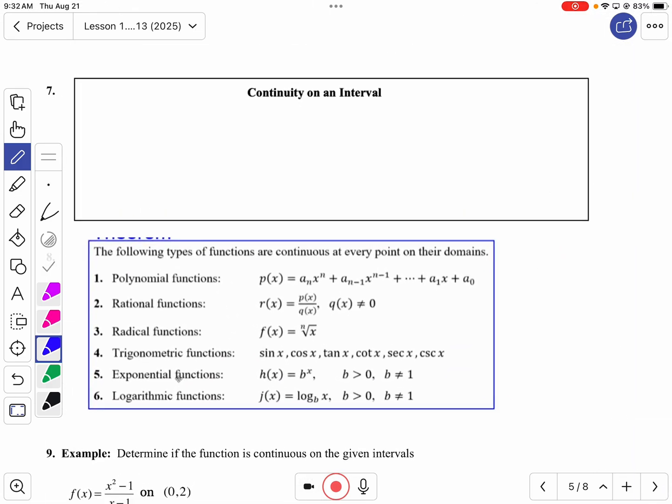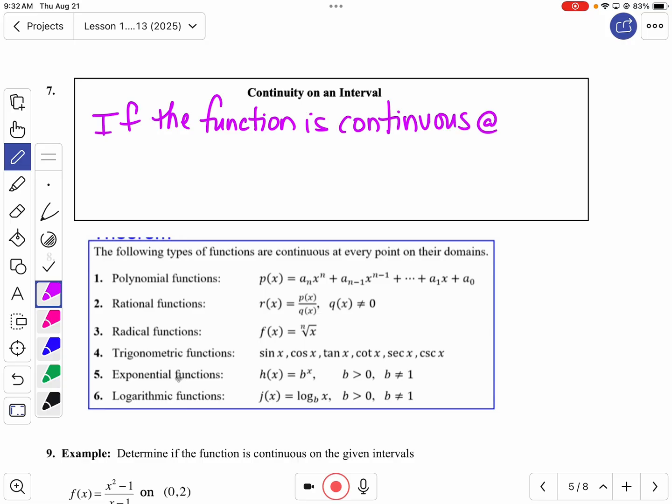Why that's important is because one of the things that we're going to have to establish for a lot of our theorems coming up is that a function is continuous over an interval. And what that basically means is that a function is continuous over an interval if the function is continuous at every point in that interval. So if the function is continuous at every point in that interval, it's continuous on the whole thing.